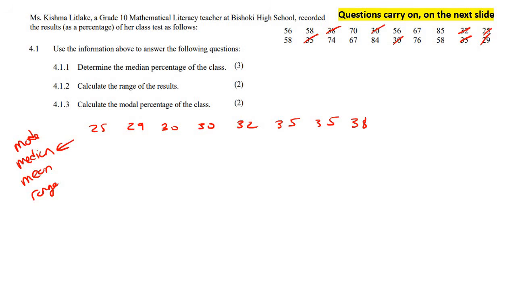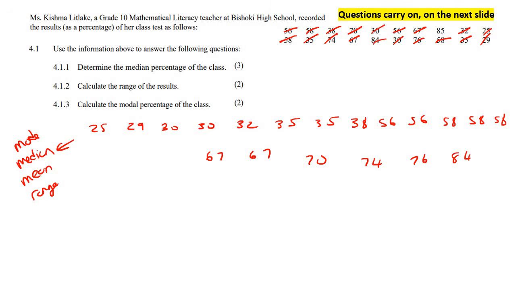So 56 looks to be the smallest. There's 2 of those. And then 58. Yeah, there's 2 of those. And 3 of those, actually. Okay. 60. What's the smallest one? 67. There's 2 of those. Then there's a 70, a 74, 76, 84, and 85.